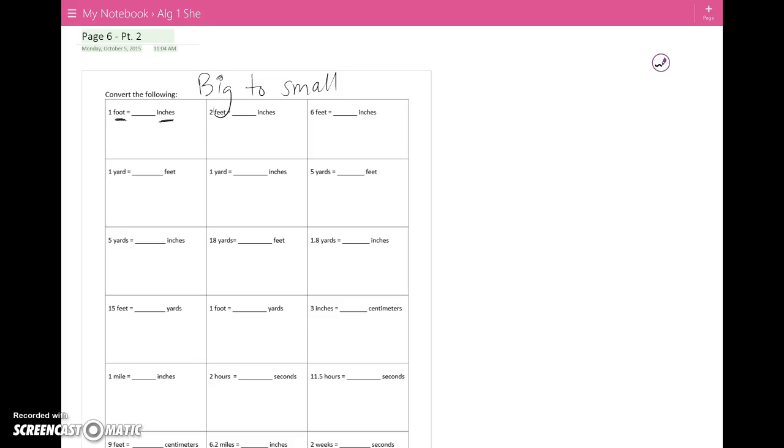Now you guys should be following along in your packets, so make sure your packet's open so you can follow along and do what I'm doing. Make sure you have a blue and a pink highlighter to go through these problems together.